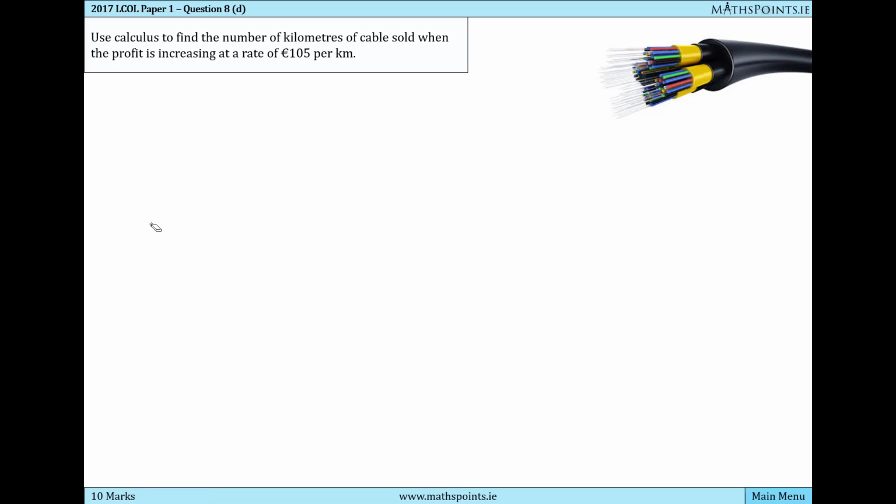The D part of the question is a calculus question. So it says use calculus. Remember that calculus for ordinary level maths means we will differentiate the function. So differentiation is involved here. We're going to take the profit function, which is p of x is equal to 275x minus x squared minus 2000. And they want us to find the number of kilometers of cable. So we're looking for a value of x when the profit is increasing at a rate of 105. So when the profit is increasing, that's another way of saying that the rate of change of the profit is 105.